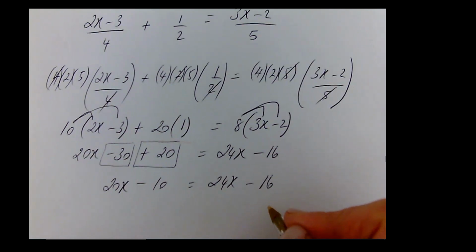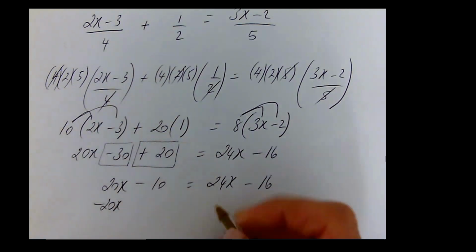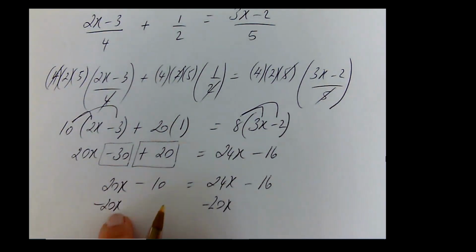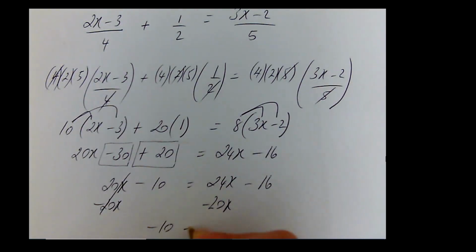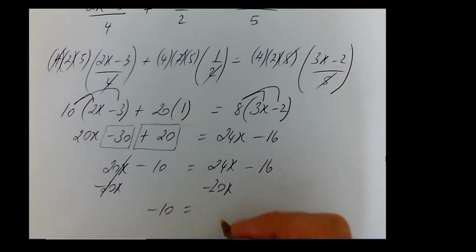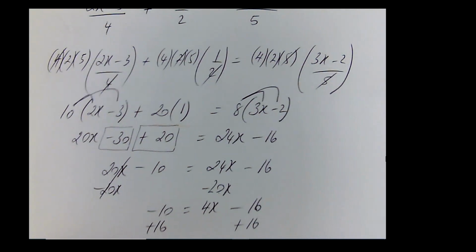So now what I want to do, if I have x's on both sides, I'm going to want to get rid of the x's completely from one of the sides. I always get rid of the fewer amount of x's, so I'm not left with any negatives. So I've got minus 10 left on the left-hand side. 24x take away 20x is 4x, and of course I still have the minus 16. Since I have the x's on this side now, I'm going to get rid of the numbers here. So to get rid of minus 16, I add.